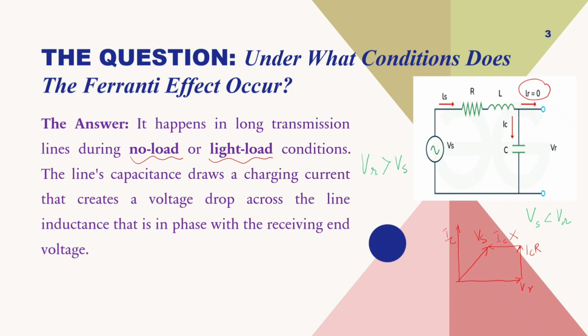So this is a very abnormal phenomenon where the receiving end voltage tends to rise due to the capacitive charging effect in a long transmission line. Under which conditions? Under no load or light loaded conditions. So hope the explanation is clear. Now moving on to the next question.